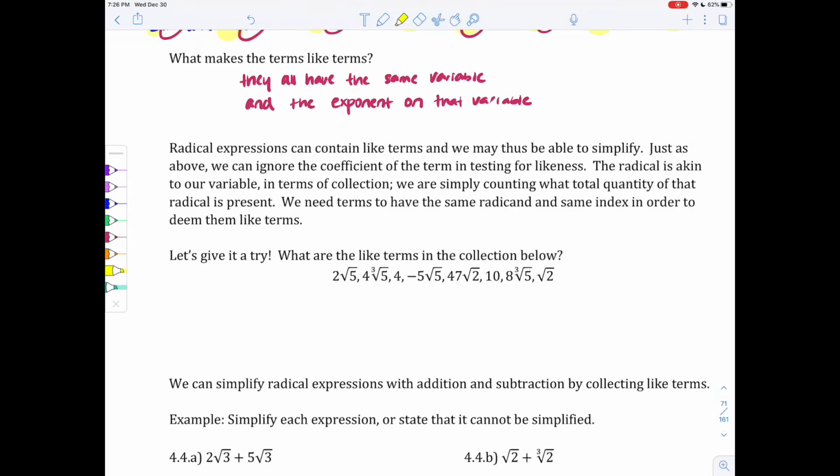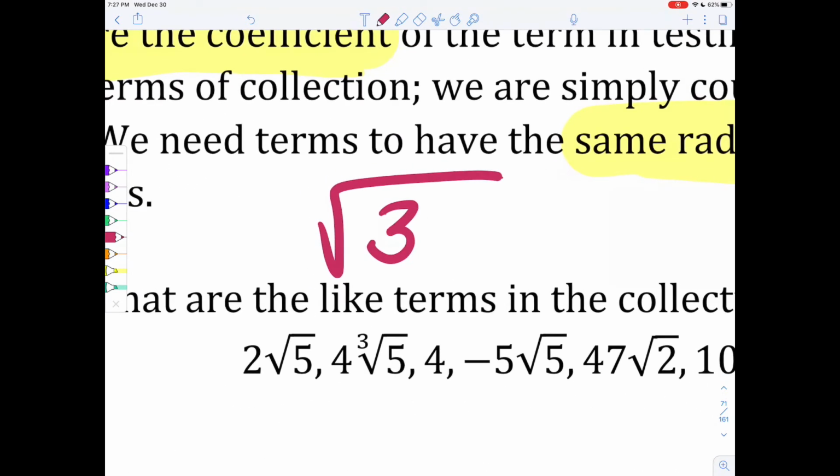Now, just like we did above, we're going to ignore the coefficient completely. Doesn't matter what's in front. What mattered above was the variable and the exponent on that variable. When we're talking about radicals, all we really care about is the radicand and the index being the same. So remember, if we're looking at my radical, my radicand is the number inside here, maybe like 3. And my index is the number that's here, or the lack of number that's there.